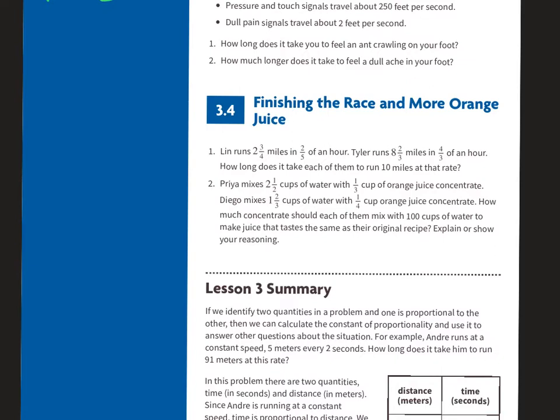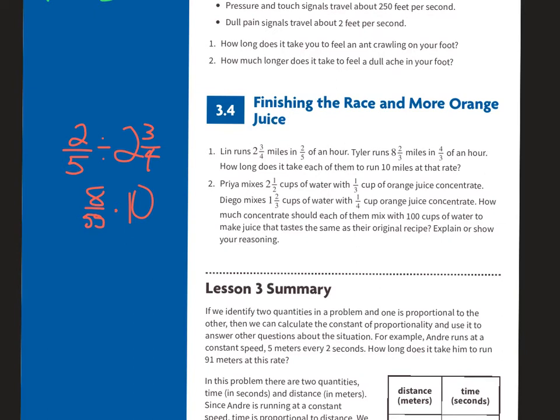So if I go 2/5 divided by 2 3/4, I get 8/55 if I use my calculator. And that's 8/55 hour to run each mile. So then I just multiply that by 10.